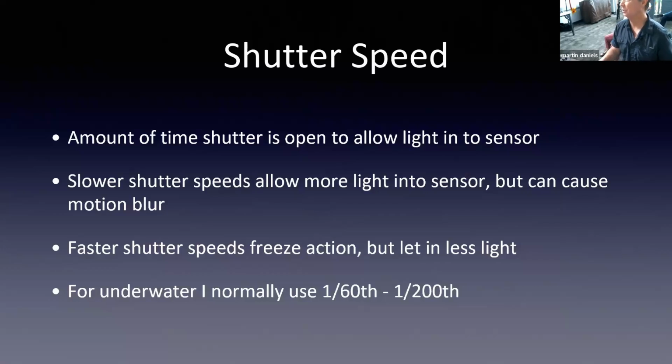Slower shutter speeds allow more light in, but it can cause image blur due to motion of the camera or of the subject. Faster shutter speeds will freeze the action, but let in less light. For underwater, I'm typically shooting somewhere from 1/60th to 1/200th of a second. The faster side usually for strobe illuminated photos, and the slower side for when I'm trying to get blue water backgrounds.